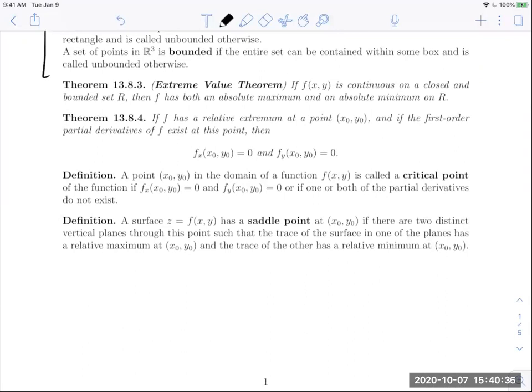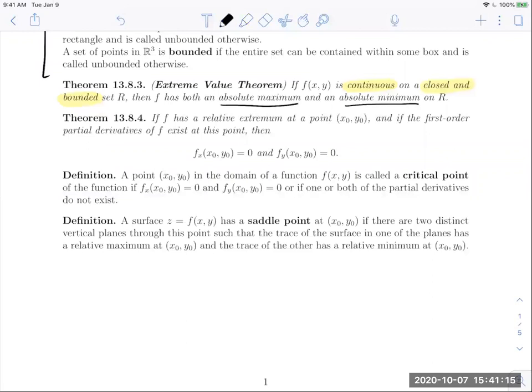If f of x, y is continuous on a closed bounded set R, f has both an absolute maximum and an absolute minimum. The takeaways from this theorem are the following. We need our function to be continuous, and we need to be speaking about a closed and bounded set. So those are 3 hypotheses that are required for this theorem to hold. And then if that's the case, it's telling us of the existence of both an absolute maximum and an absolute minimum. So if you can confirm those 3 hypotheses, you can guarantee the existence of an absolute max and absolute min.